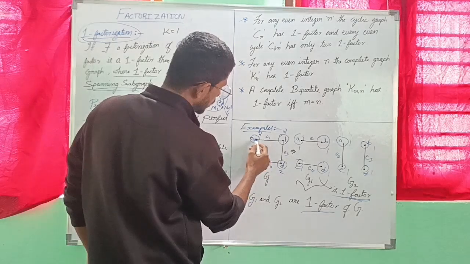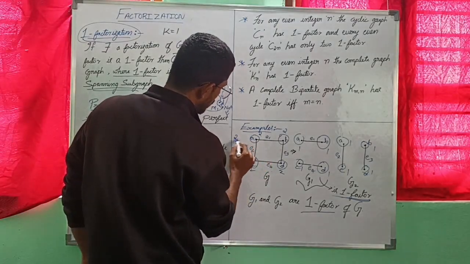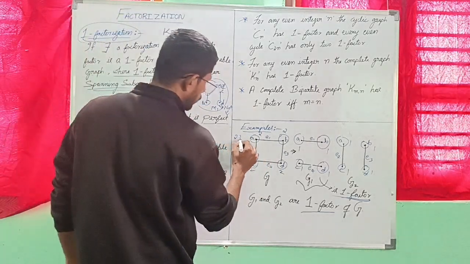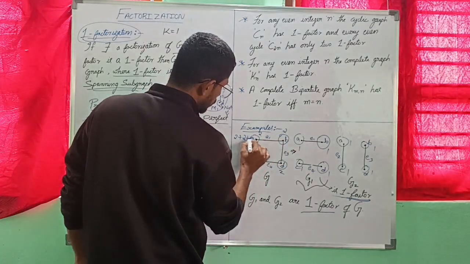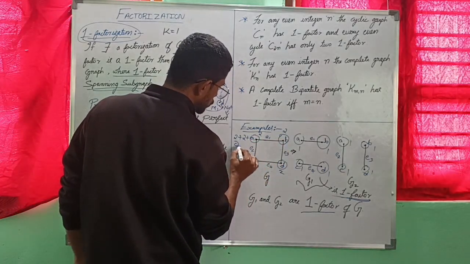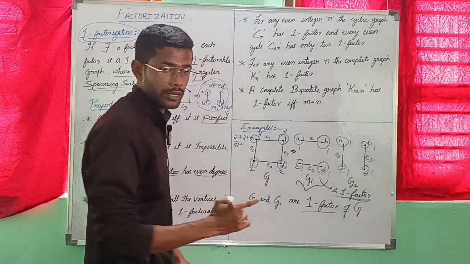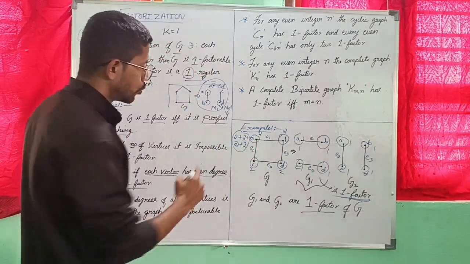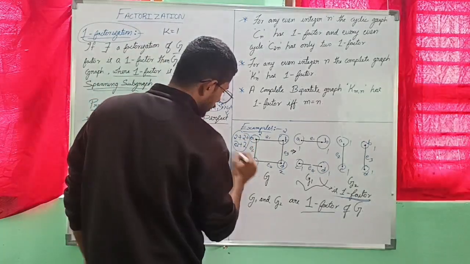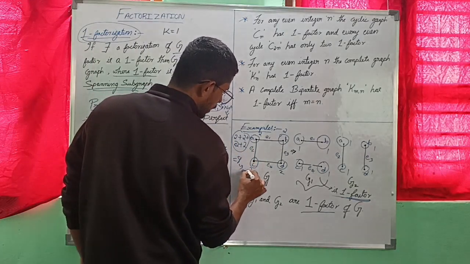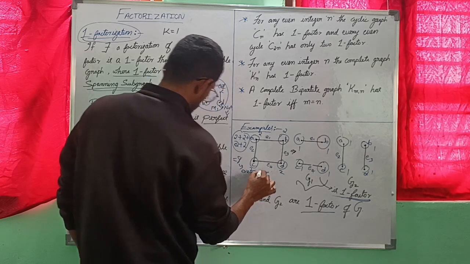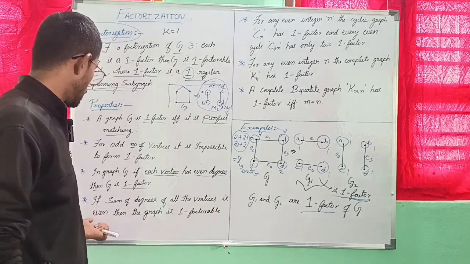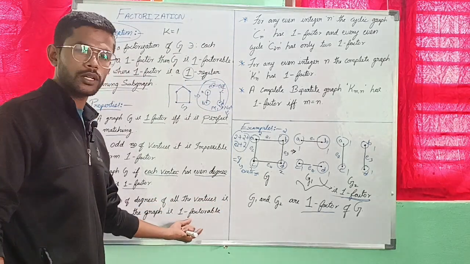Sum of the degree. For the vertex A, the degree is 2. For vertex B, the degree is 2. For vertex C, the degree is 2. And for vertex D, the degree is 2. What is the sum of these? 2 plus 2 plus 2 plus 2 is 8. This is an even number, right? So the sum of degrees of all the vertices is even, then the graph is one factorable.